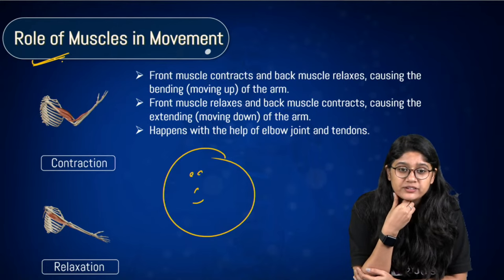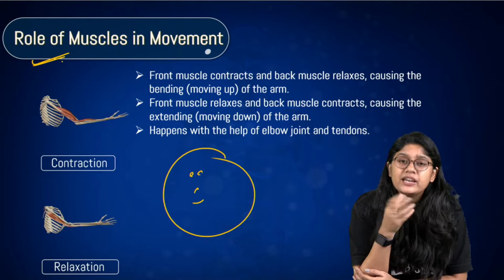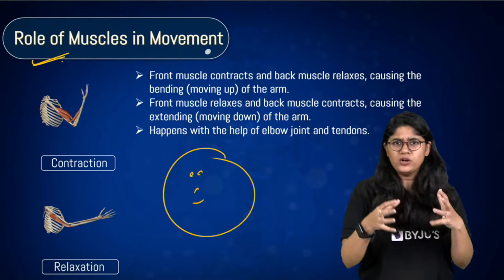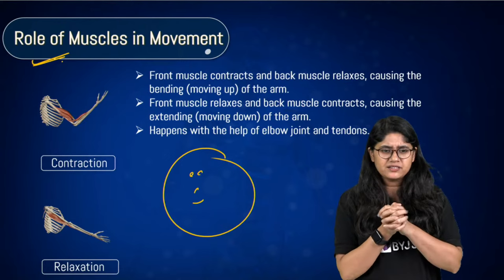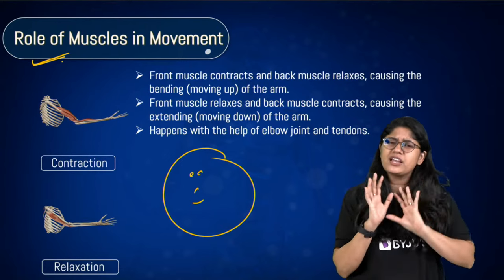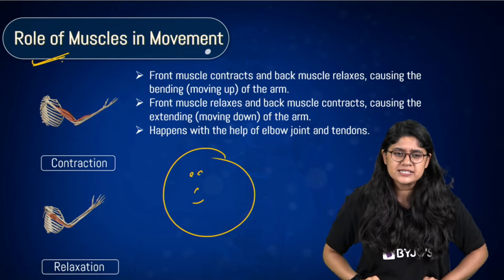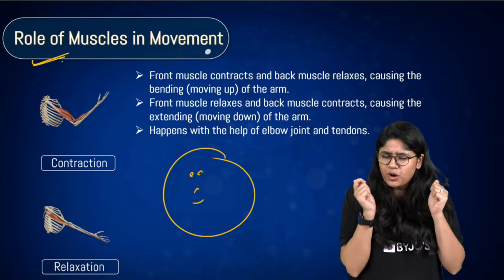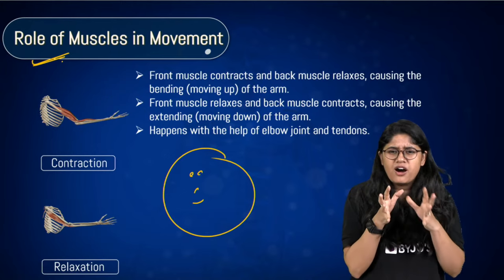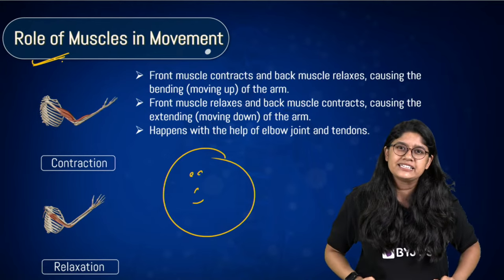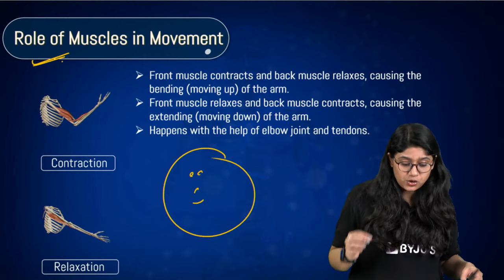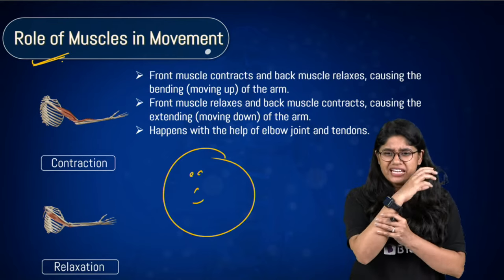Now tell me one very interesting thing: our bones are really very hard, right? What do you think? Are they very soft or are they hard? Come on, everyone. What is the type of bones we have? Are our bones really tough or very soft? They are very hard, right? So when we talk about the bones, they are very hard.